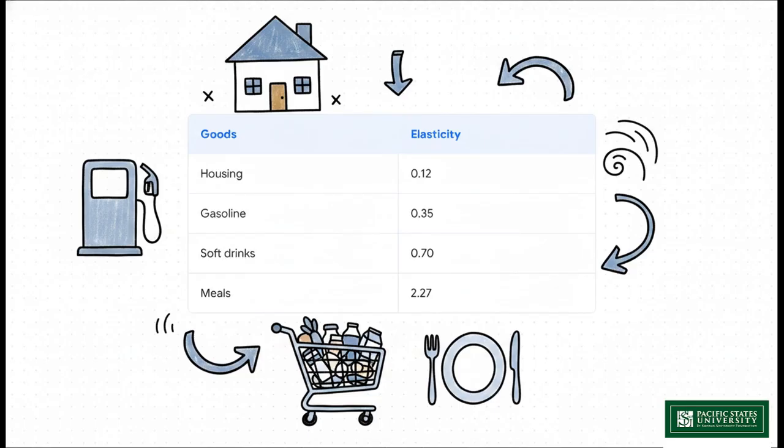But look down at restaurant meals. They sit at a highly elastic 2.27. If local restaurants suddenly double their menu prices, what happens? Consumers simply head to the grocery store and cook at home. It's an easily foregone consumption with highly available substitutes. So anytime you analyze a product's elasticity, always ask yourself, how easy is it for the consumer to just walk away or find a replacement?